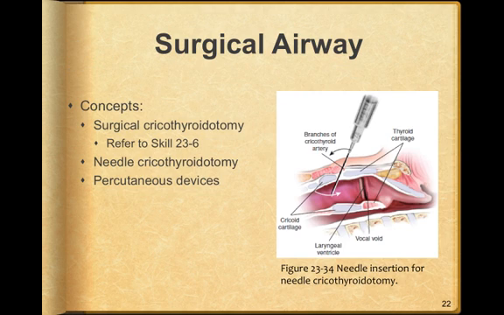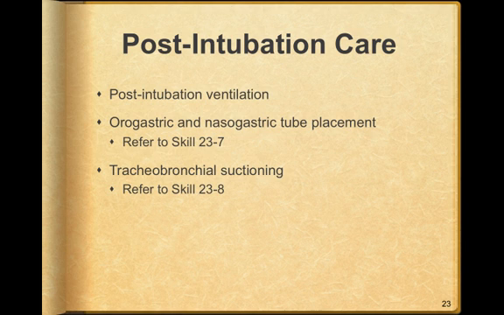A surgical airway. The surgical airway we'll refer to here is the surgical version of it, which is skill 23.6, and the needle cricothyrotomy, and then percutaneous devices. There are some rescue airways that already have a sharp, very large needle in them, and will dilate out the cricothyroid membrane area. And these are very helpful if you don't have the ability to perform a surgical airway.